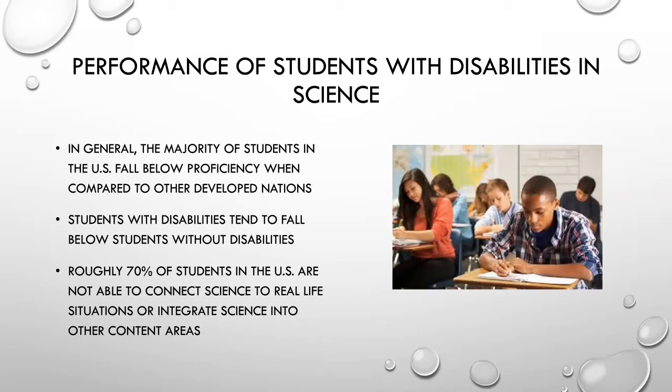A surprising statistic, however, is that roughly 70% of students in the US are not able to make a connection between the science that they're learning in their classrooms to real life situations or be able to integrate that science into other content areas. This is problematic for students with disabilities, especially because they've experienced failure in schools for so long. They need to understand why the science is meaningful to them in order to make that connection to their real life and to be engaged in the science classroom and motivated to learn.